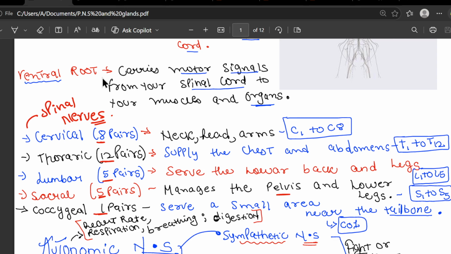the movement you do with your legs, the movement you do with your body parts. It takes all the motor signals, or the movement that you do from your body parts, to the spinal cord, and then it goes to the muscles and organs. So it takes from the spinal cord, then it passes to your muscles, it passes to your organs.